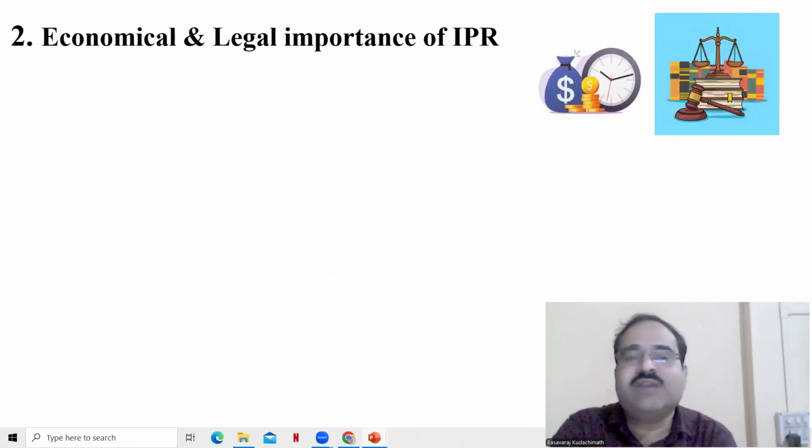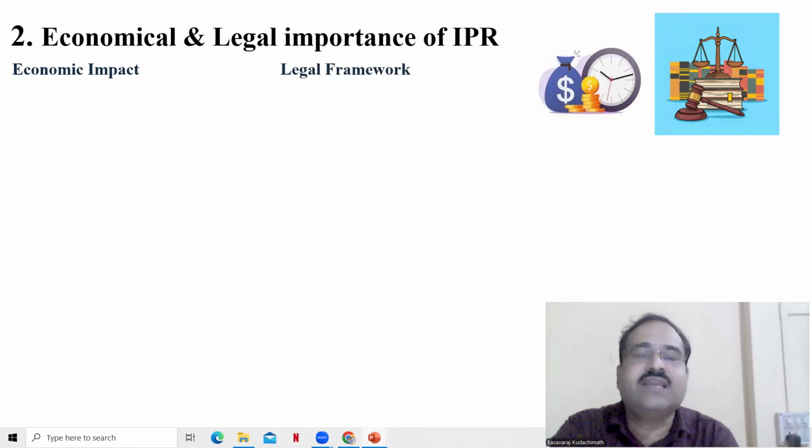Next one is economic and legal importance. It is not only helping creativity and innovations, encouraging the innovators and creators, but it is also helpful in an economic and legal way. What is that economic impact and what is that legal framework?